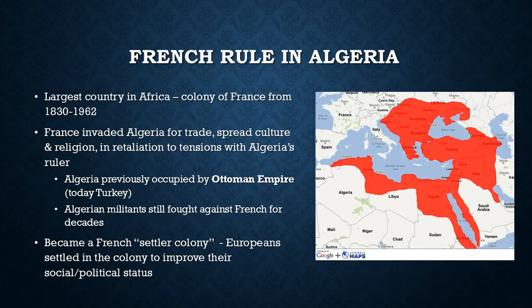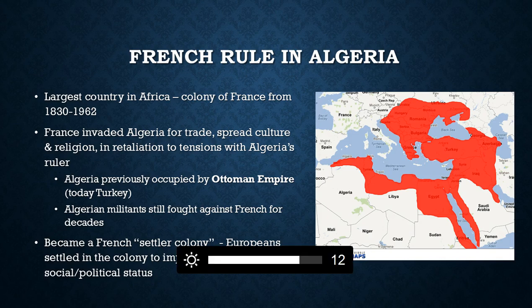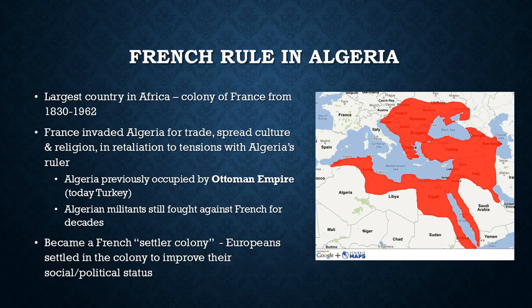Our last colony we're going to talk about today is Algeria. This is the largest country in Africa, and it was a colony of France from 1830 to 1962. So it belonged to France for 130 years. France invaded Algeria for trade and also to spread their religion and culture, and they were retaliating against tensions with Algeria's ruler. Algeria was previously occupied by the Ottoman Empire, and I just want to talk about the Ottoman Empire for a second so we have some context going into our next unit.